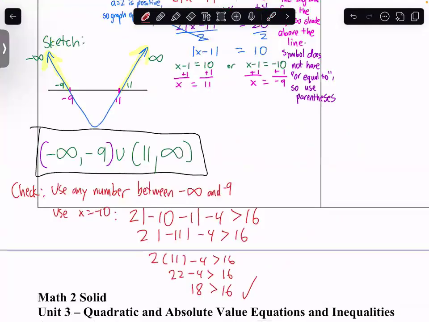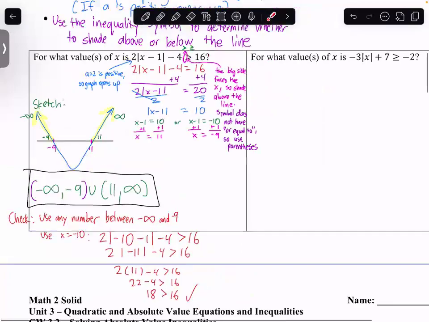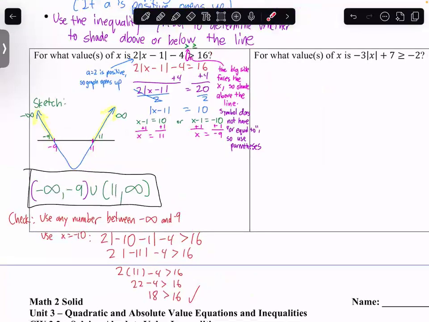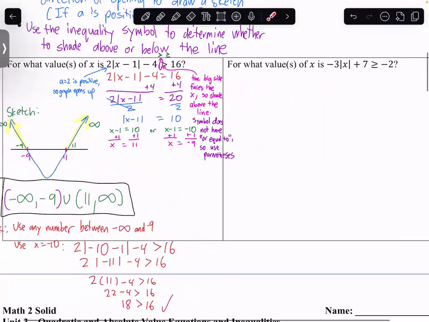Okay, and you could do the same thing for 11 comma infinity. You could pick any number between 11 and infinity. You could do 12, you could do 15, you could do 1 million, any number between 11 and infinity. All right, so any questions on this first one? Okay, let's try another one together.